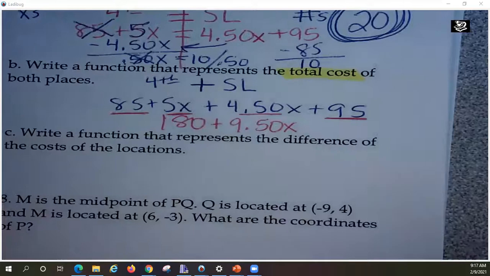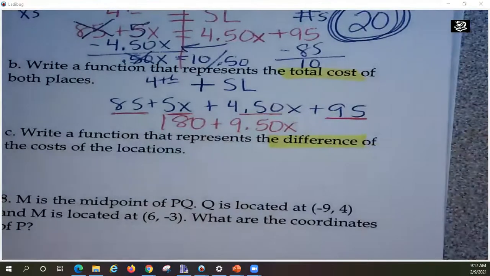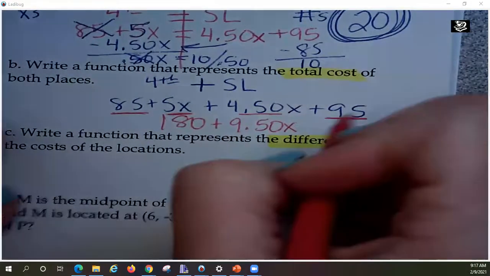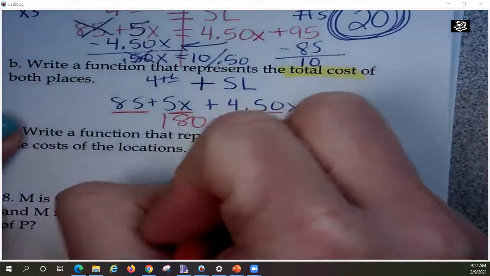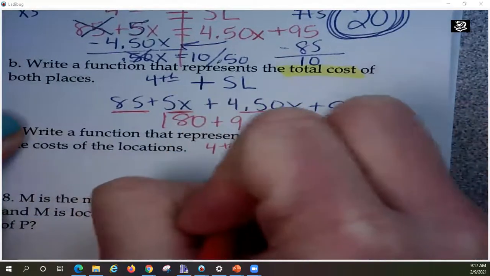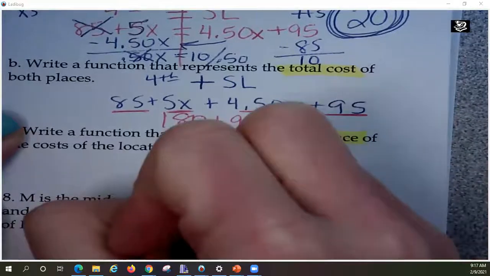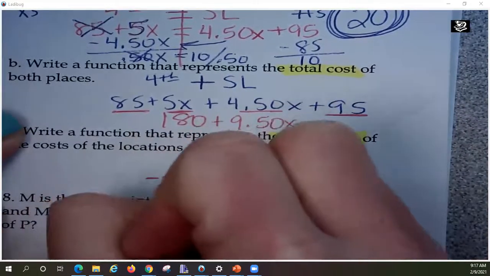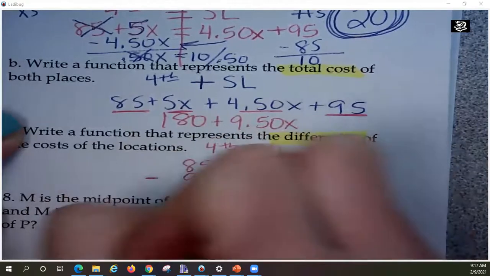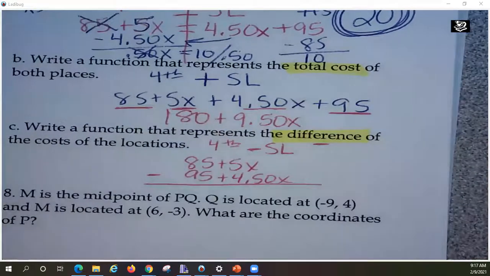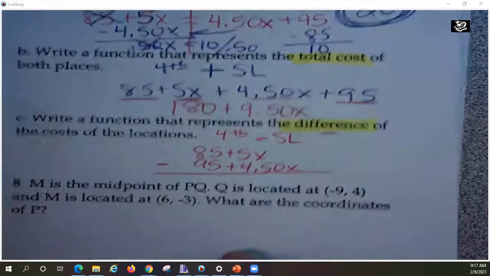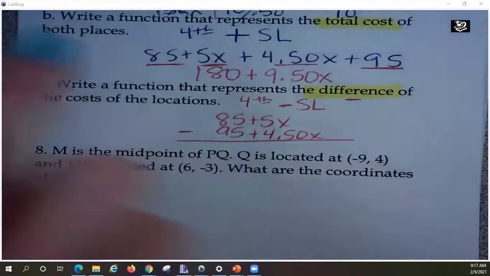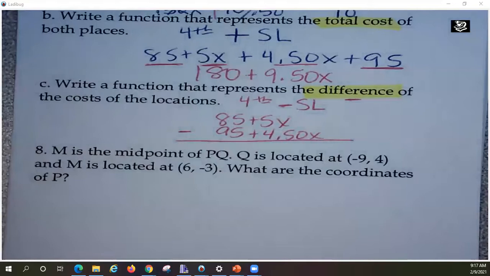Raul, what does difference mean? Subtraction. Very good, subtraction. So this time I'm doing 4th of July minus Salem Lake. So 85 plus 5x minus 95 plus 450x. Okay. Wyatt, 85 minus 95? -10. Good, -10.